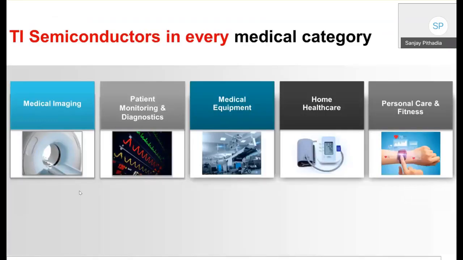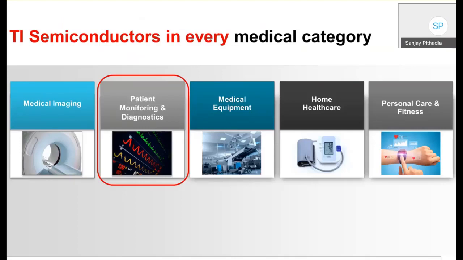So TI semiconductors are supported in every medical category, and TI actually divides them into 5 different categories: medical imaging, patient monitoring and diagnostics, medical equipment, home healthcare, and personal care and fitness. Medical imaging consists of ultrasound scanners, X-ray machines, MRI, CT scanners, PET scanners, and these are all big machines and help with some image of the patient.